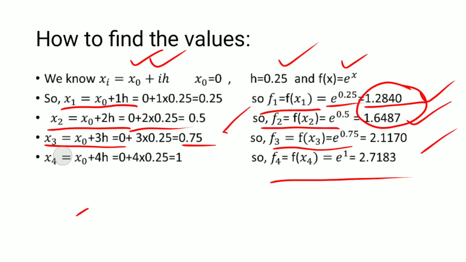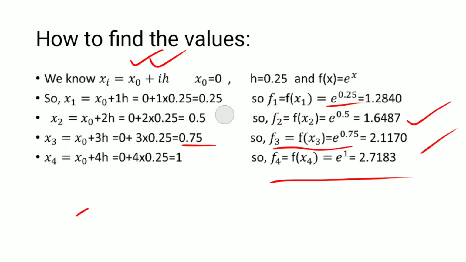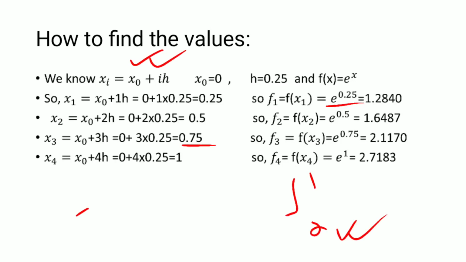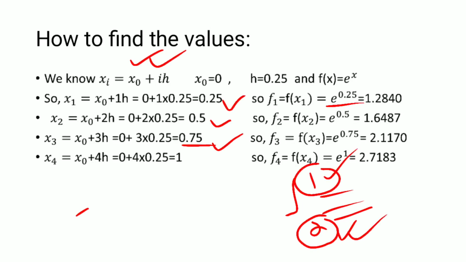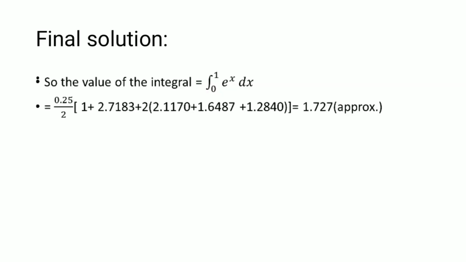Okay, one more vital thing: the integration is given from 0 to 1. That is, we get the initial value 0 and the final value 1. And the other values such as x1, x2, x3 always lie between 0 and 1. So it starts with 0 and ends with 1. That is very vital.